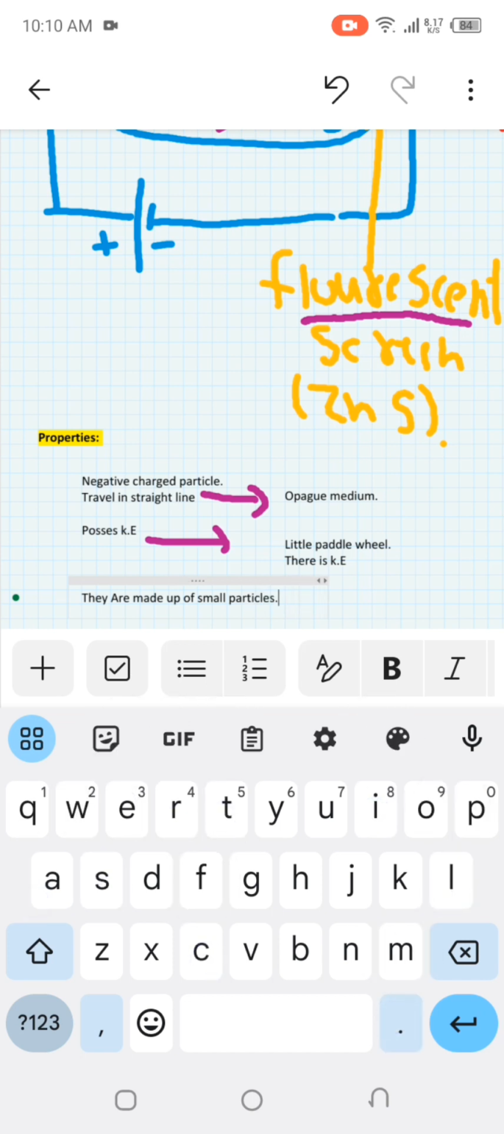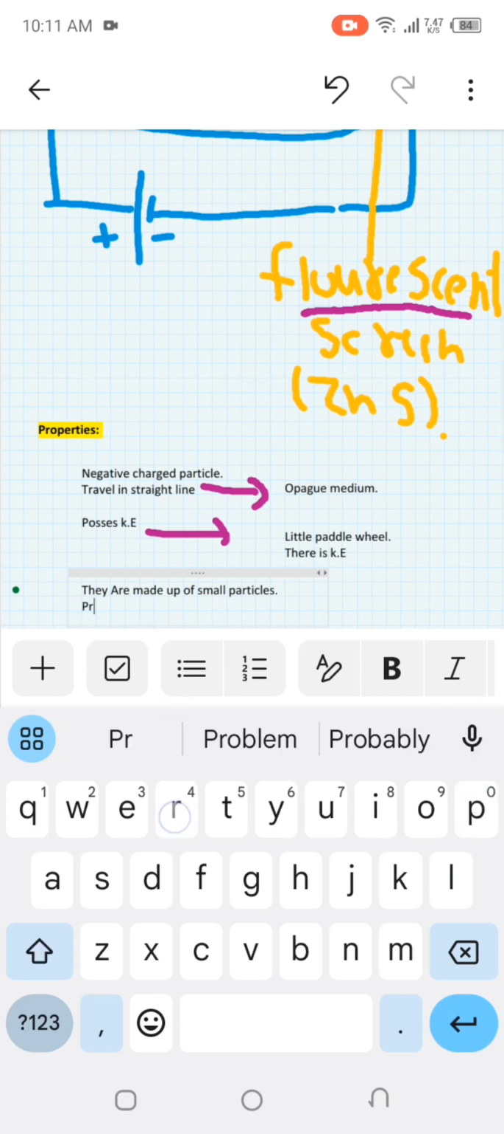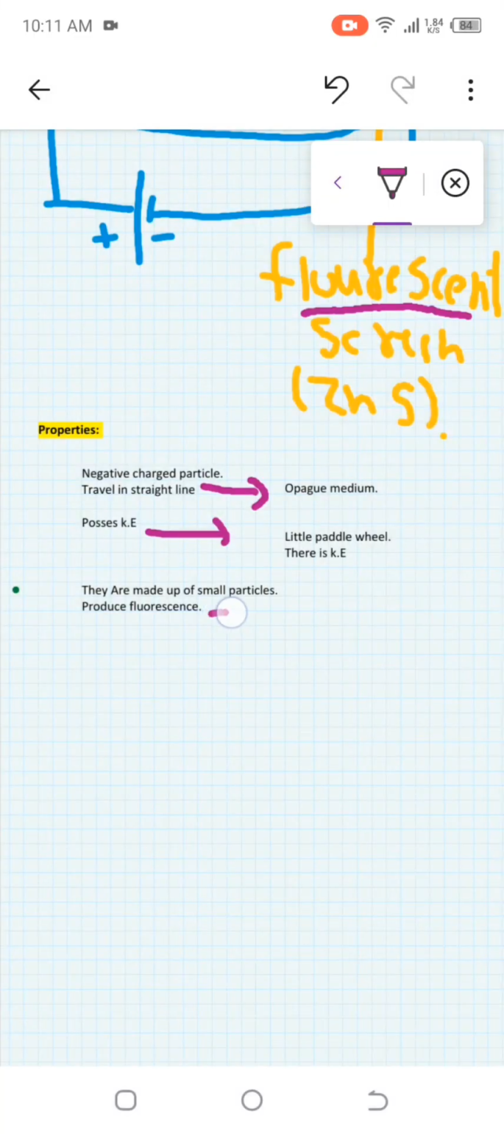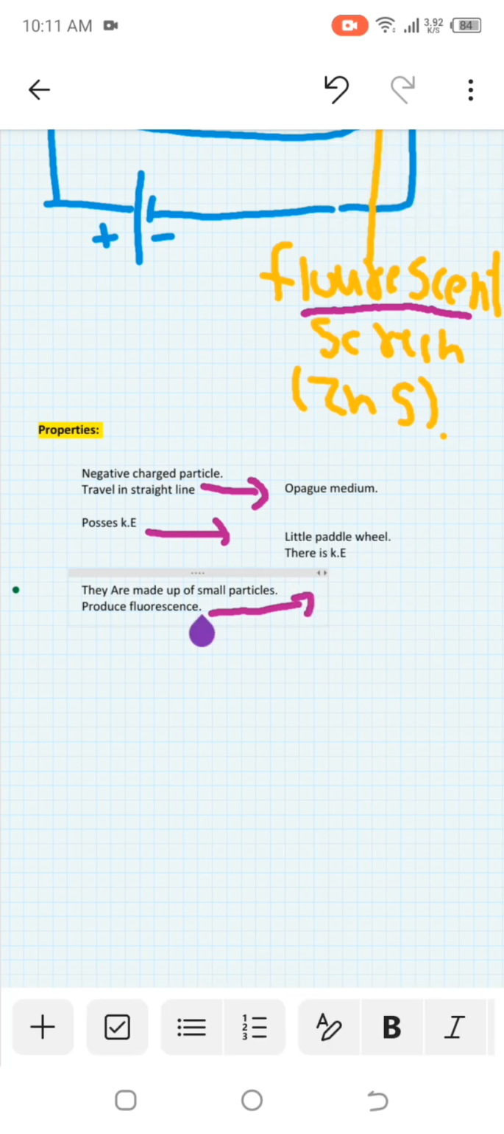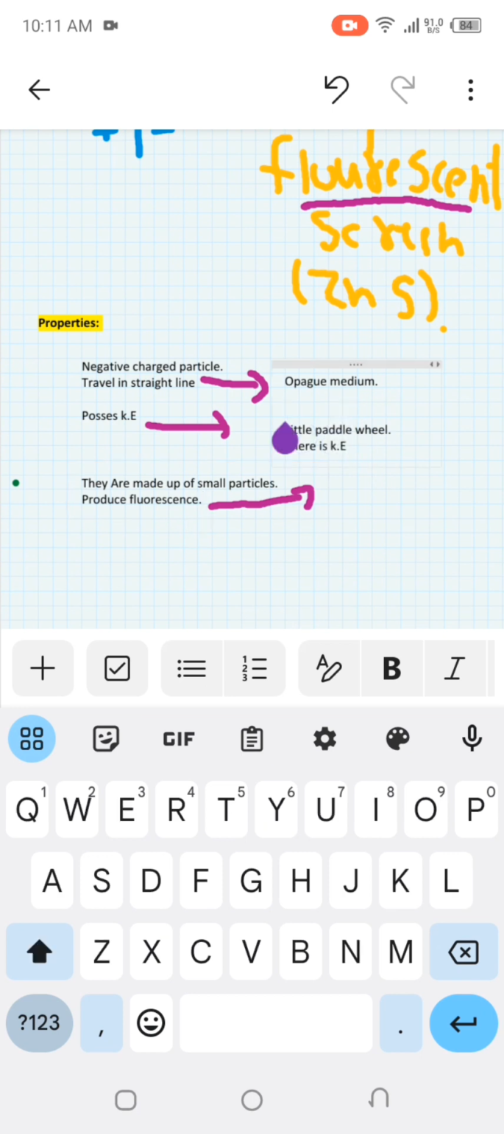They are made of tiny particles. They produce fluorescence. How do they produce fluorescence? By placing the material, which was a fluorescent screen. Through this they identified the rays, the line which was passing through.